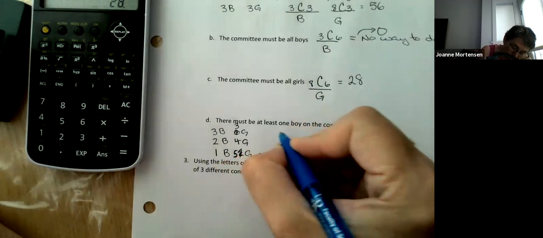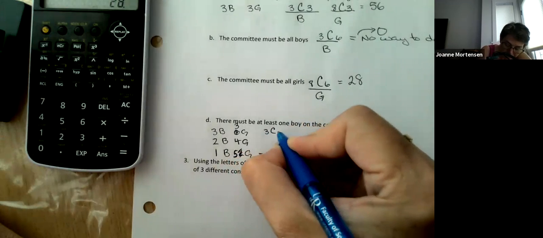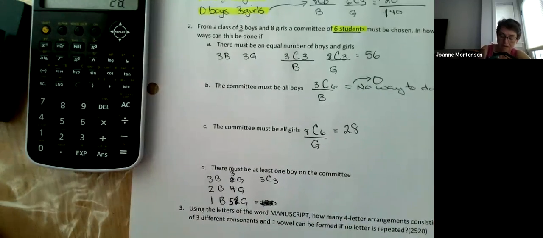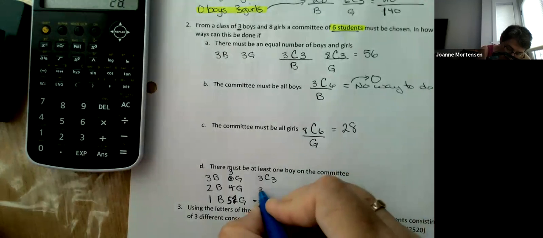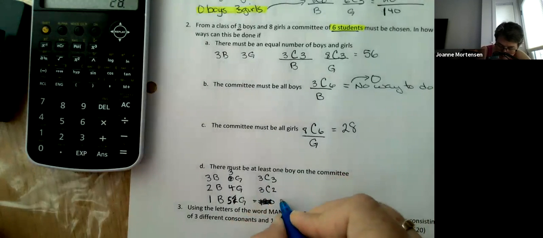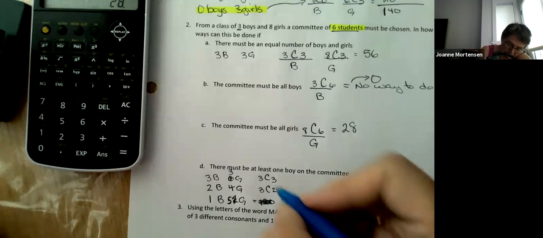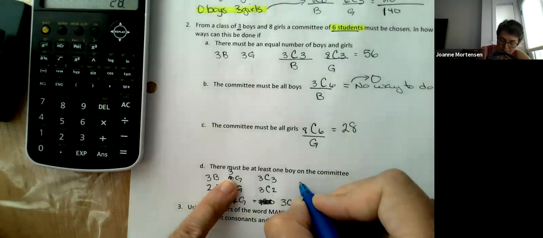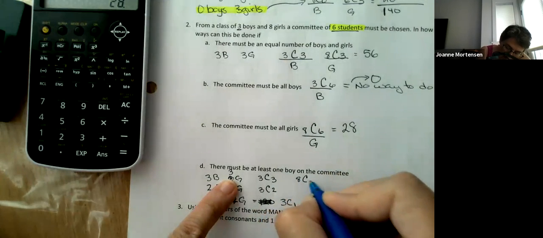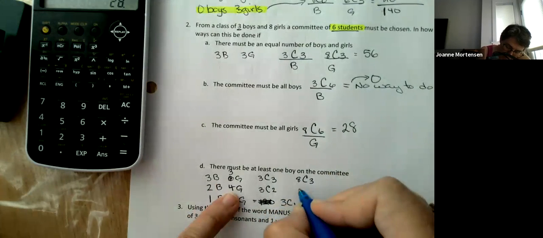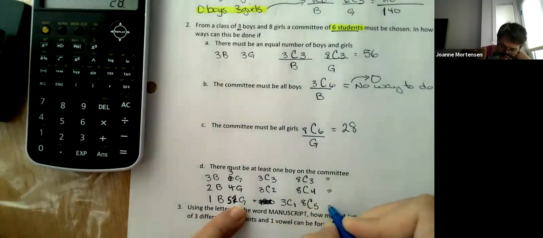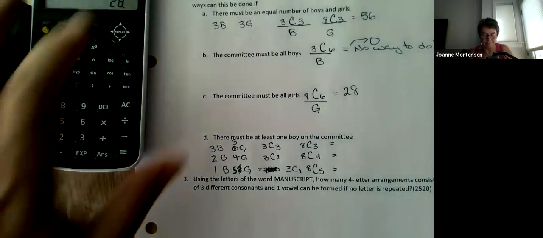So this first one is going to be 3 boys. There's only 3 boys on the committee. Let me put the question back. Only 3 boys on there. Maybe 3 choose 2, 3 choose 1. So this is for the boys. Now for our girls, this is going to be 8 choose 3 and 8 choose 4 and 8 choose 5. So I want to work each of those out individually.